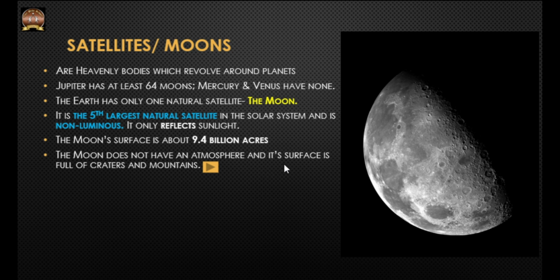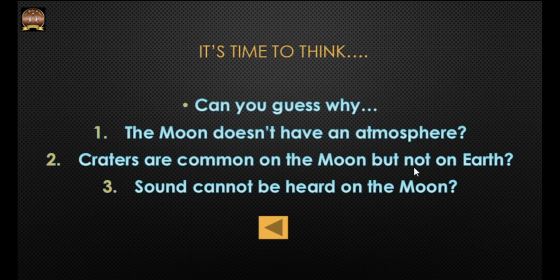The Moon does not have an atmosphere, and its surface is full of craters and mountains. This gives rise to several questions, such as why doesn't the Moon have an atmosphere? Why are craters common on the Moon but not on the Earth? And thirdly, why can sound not be heard on the Moon? The answers to all of these questions are connected to the comparatively small gravitational pull of the Moon. The Moon being much smaller than the Earth, its gravity is just 1/6 of the Earth's gravity.